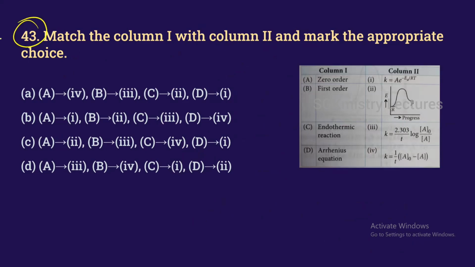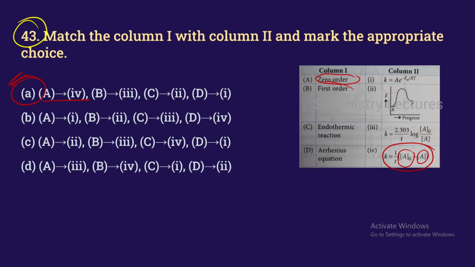Match the column 1 with column 2 and mark the appropriate choice. This is one of the easiest and simplest questions. So for zero order, we have this as the equation. K is equal to 1 by T into concentration of A naught minus A, that is the initial concentration minus the concentration at time T. For this, we have A 4. So with this itself, we got the answer, but let us confirm with the other options as well.